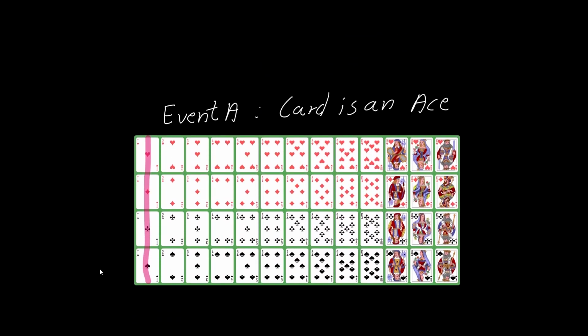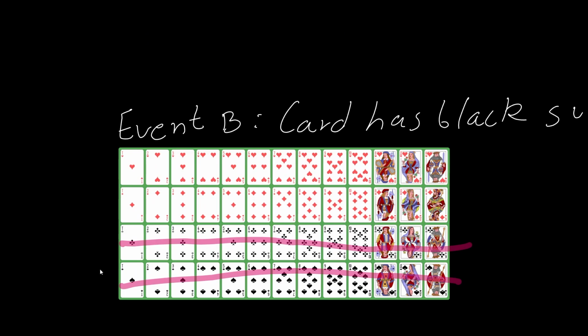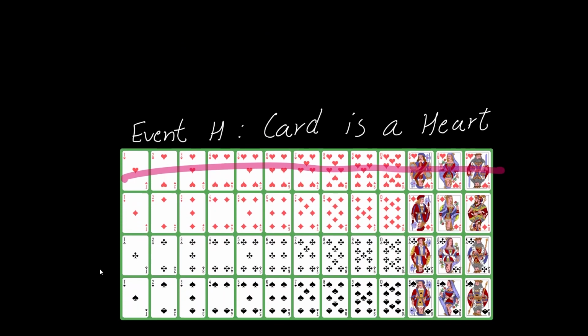Event A: card is an ace. In this case, all aces will form the event A. Event B: card has a black suit. All black suit cards will form event B. Event D: card is a diamond. All diamond cards will form event D. Event H: card is a heart. All heart cards will form event H.